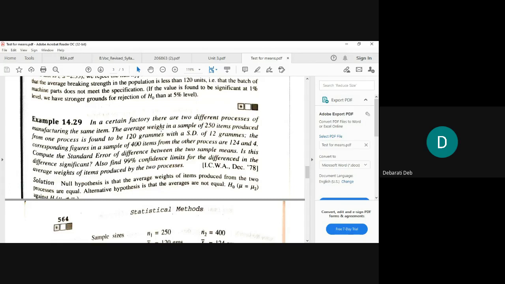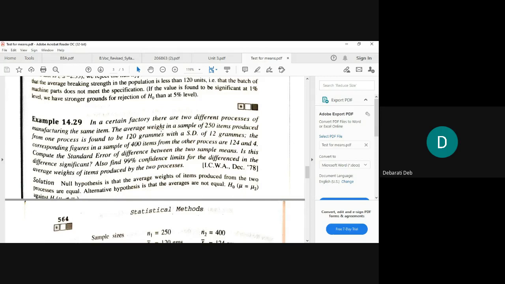You all know by now, if you have gone through the recording and those who have attended the classes will know that for testing with the help of means, we need information about the mean as well as the standard deviation, right? So here it is given in the second line. It talks about the first sample. It says the sample size is 250 and the average weight, that is the mean of the first sample, is 120 and standard deviation of 12 grams, that is SD. Sigma is 12.